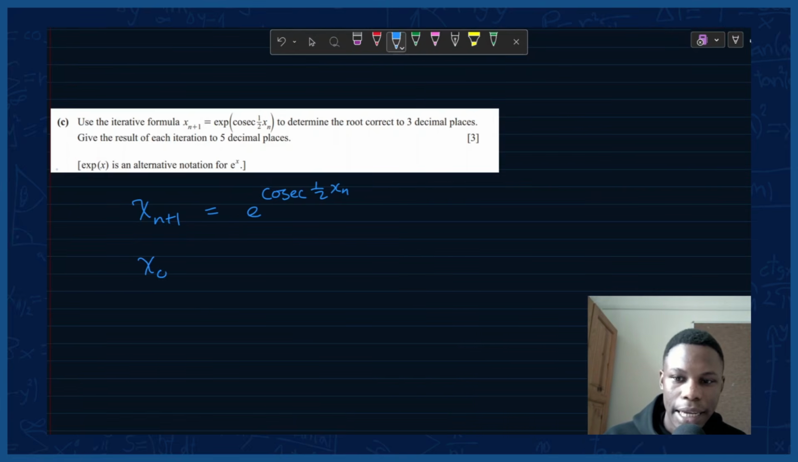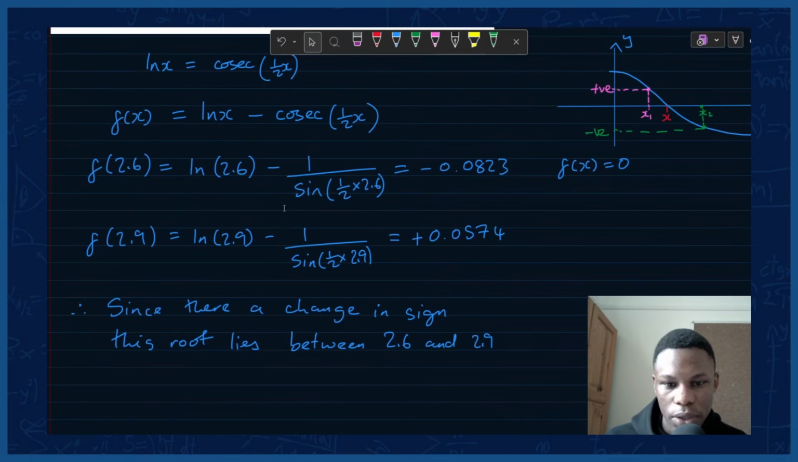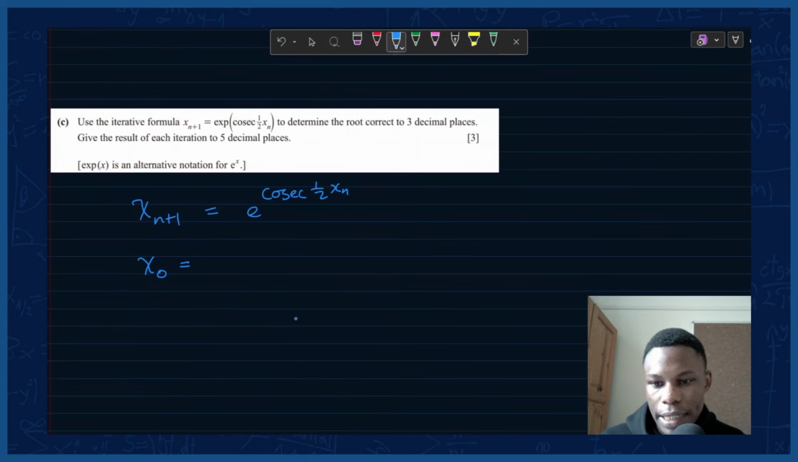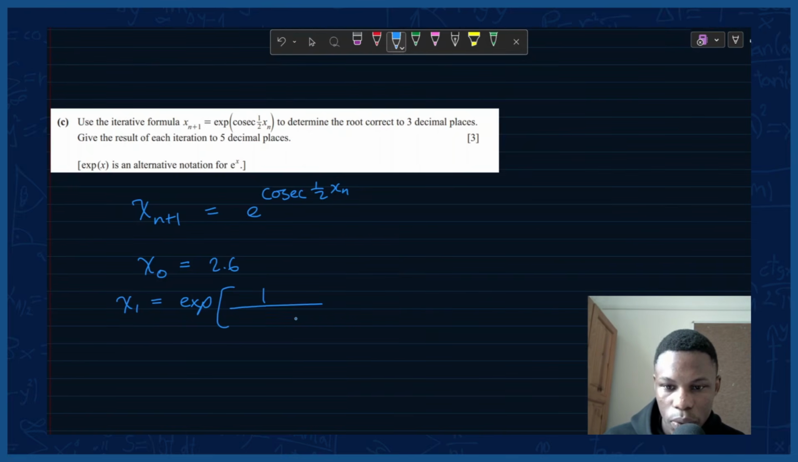So we need an x0, a starting value. You know that your root lies between 2.6 and 2.9, so you can use any value within this interval. We'll just use 2.6 as our starting value. So let x0 be 2.6. x1 is going to be the exponential of cosec. We said cosec is 1 over sine. So 1 over sine, and this is a half xn, so a half times x0, which is 2.6.